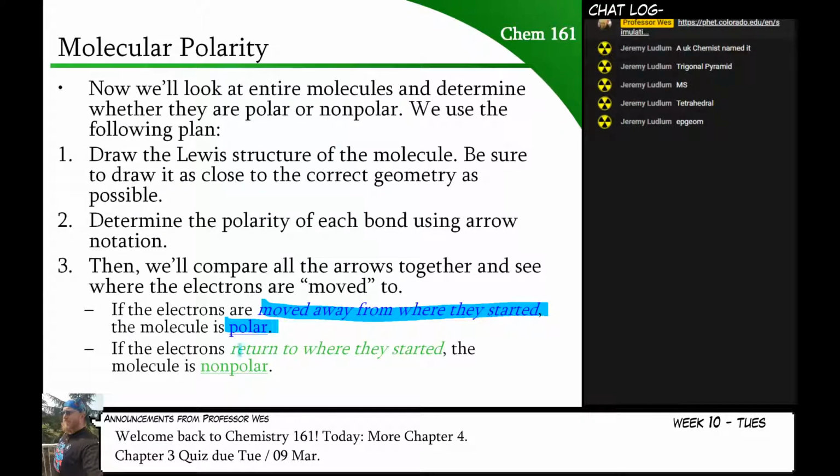Now, if your electrons get shuffled around, but then they end up back where they started, your molecule is nonpolar. This happens if you have arrows that are pointing directly away from each other. And we're going to see examples of that in these few slides here.